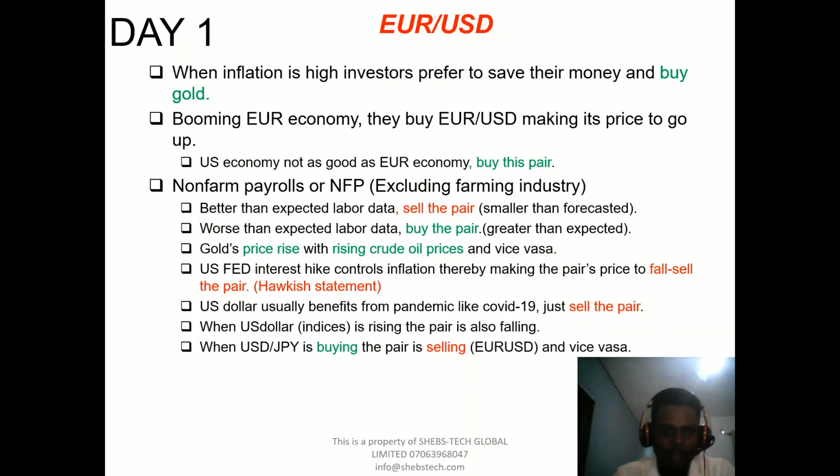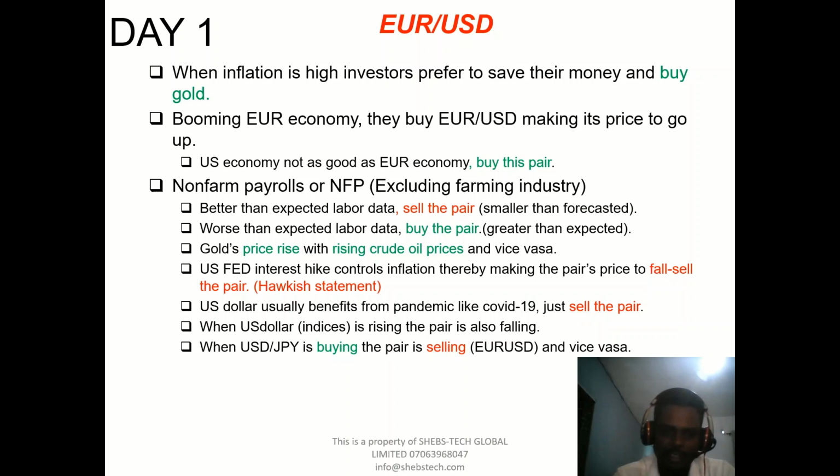Okay. Now let's look at the non-farm payroll as well, the unemployment for the eurozone. You look at the eurozone, the same thing. If the value of the eurozone data is poor, you need to sell this pair.